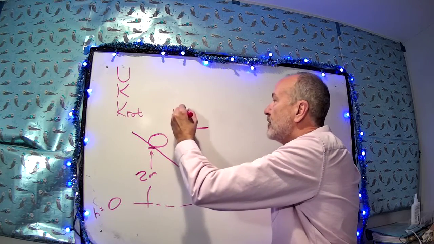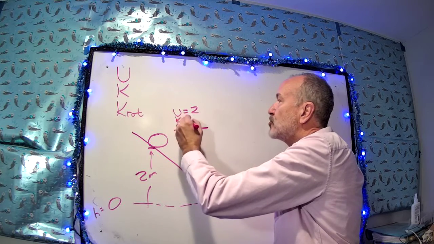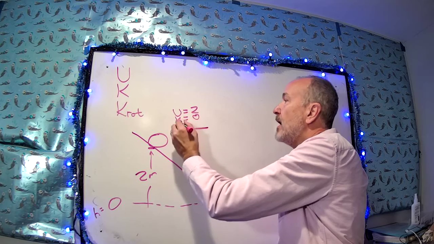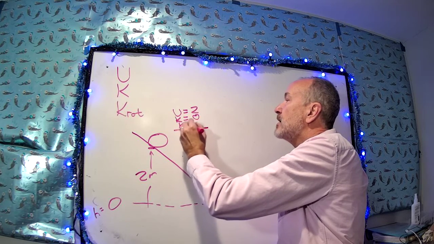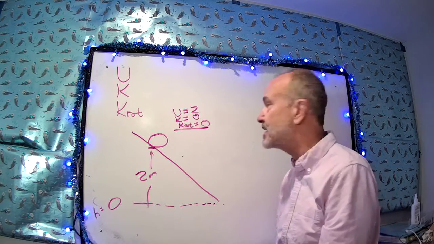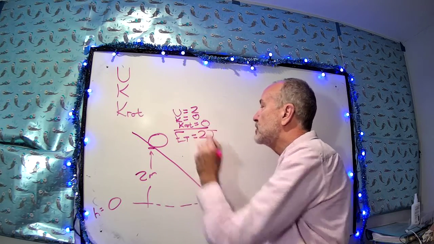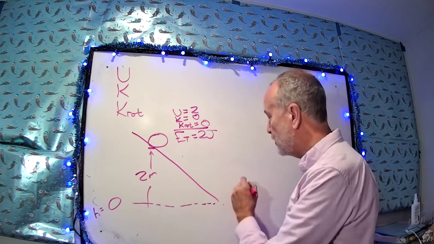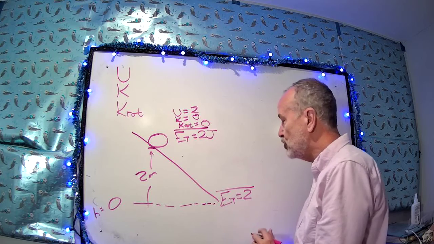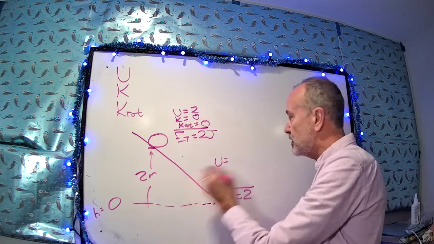So the potential is still 2 joules. The translational kinetic energy is 0, and the rotational kinetic is also 0 because it's not rotating. It's at rest at the top. So the total is 2 joules. Okay, that looks pretty familiar. We come down here, total is 2 joules. The potential is 0.